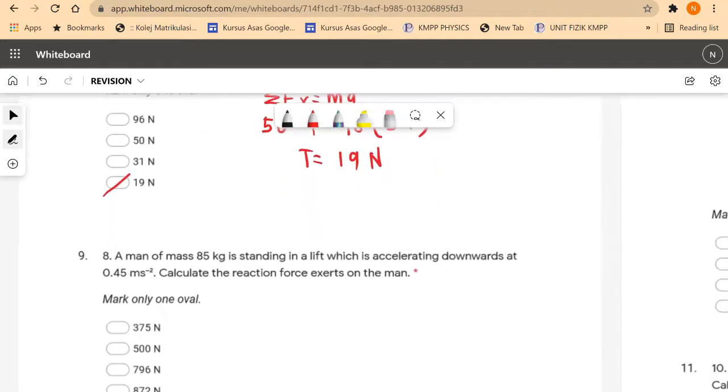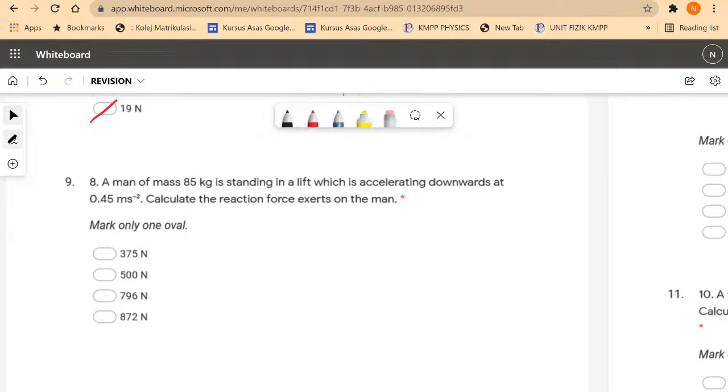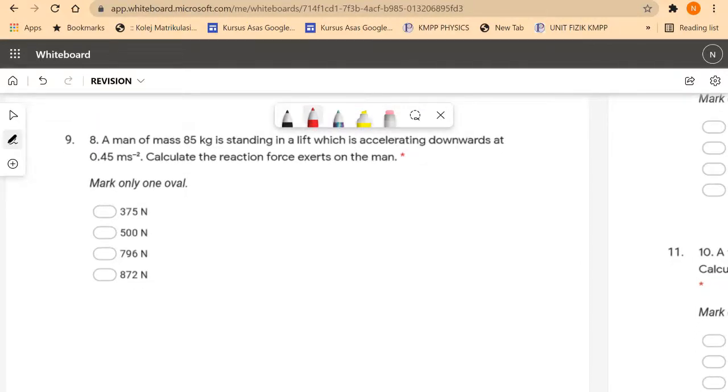Then number 8. A man of mass 85 kg is standing in a lift. So this is the man in a lift.